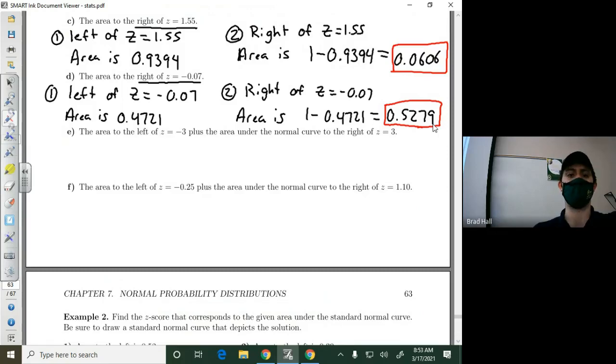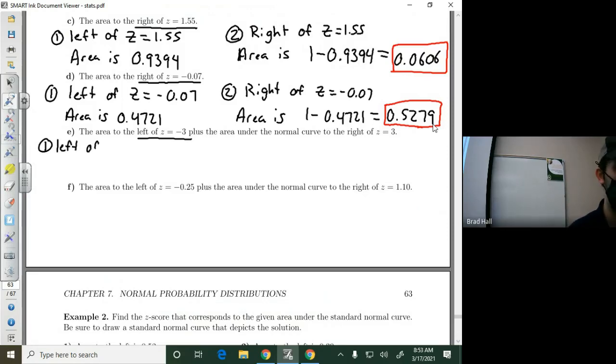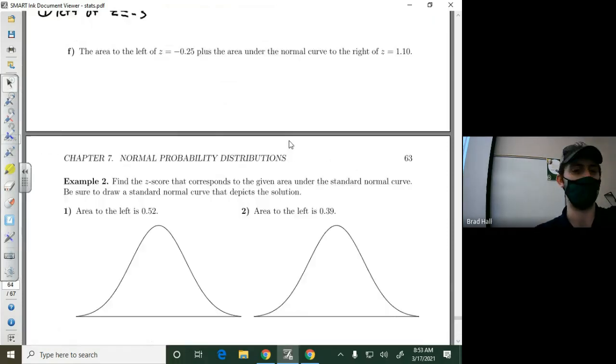So this is going to take a little bit of time. To the left of z is equal to -3. So we'll find that one first. I'll label this and break down my steps here. Really, it's just going to be using that table a lot. Left of z is equal to -3. So let's go find that one.